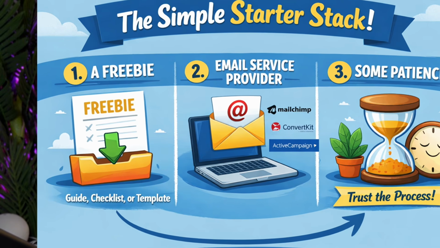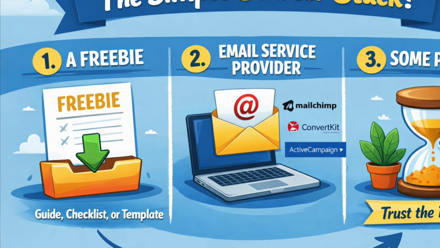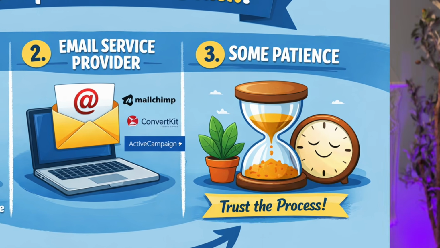So what you're going to need to set up that freebie to be able to get people on your email list, to be able to sell more of your courses is, number one, a freebie. Number two, an email service provider. So if you're using Mailchimp or ConvertKit, now it's called Kit, or Flodesk or whatever it is, you need that. And number three, you're going to need some patience. So bear with me here. Now I'm going to go through it quickly. So let me show you what to do.